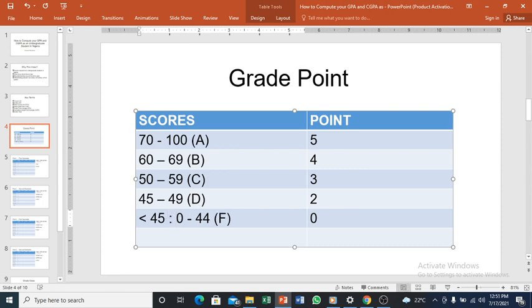So you will see that it's a different ball game entirely. While in secondary school, if somebody has 45, that's a D7, or probably around 40. But in the university system, if somebody scores between 0 to 44%, that's 0 points. So you should understand.